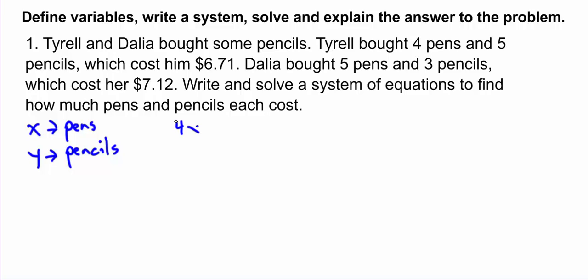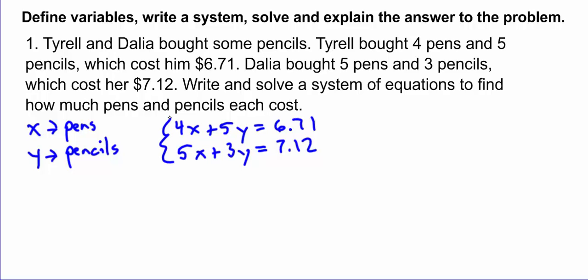We know he bought 4 pens, 5 pencils, and he spent $6.71. Dahlia made a similar purchase, but she went with 5 and 3 and spent $7.12. All right, so we've done part one. We've written our system. And so our next job is basically to pick a method and solve it. And although this one might not be the easiest choice for you, I'm going to use elimination on this one. We tend to use elimination quite a lot.